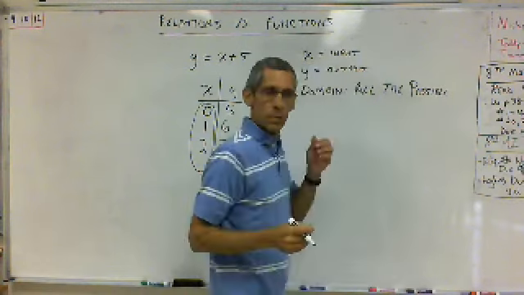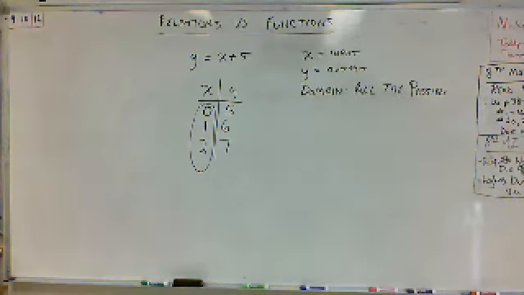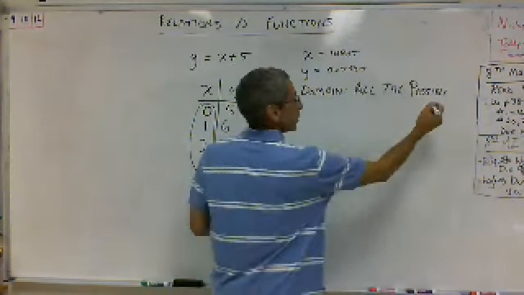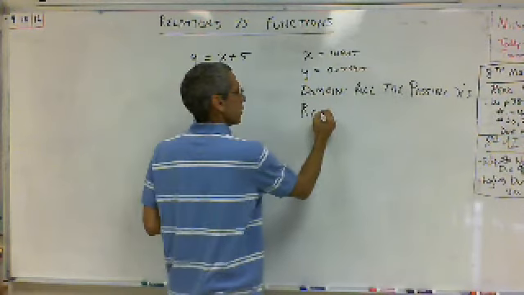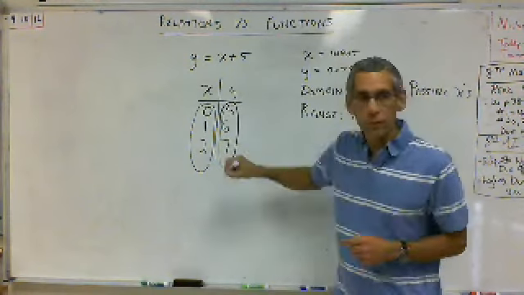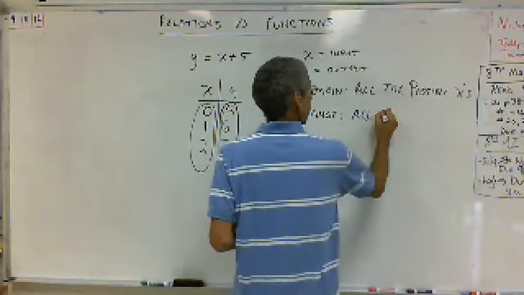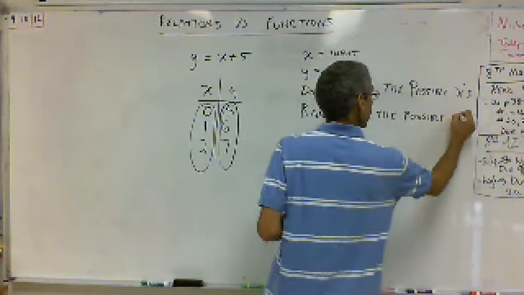And then the range. So the domain are all the possible x's. Okay? And the range are all the possible y's. You guys remember this from the reading? All the possible y's.